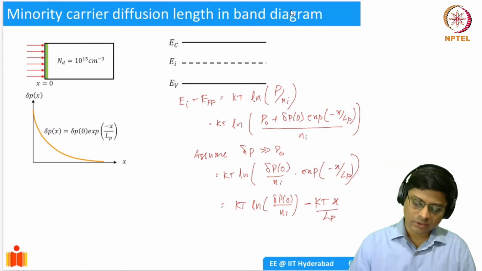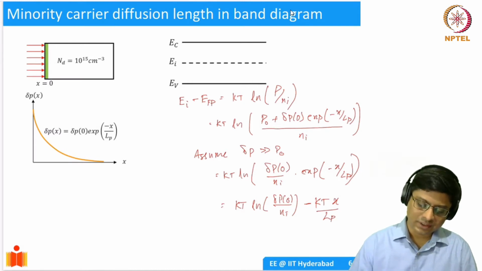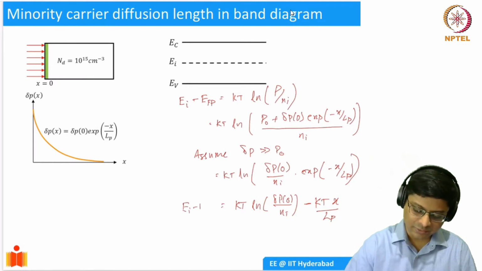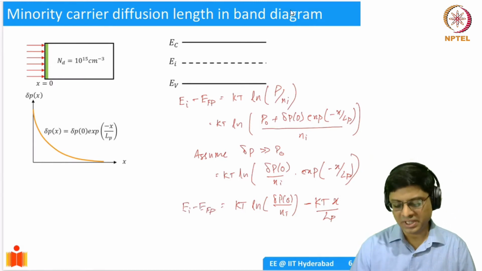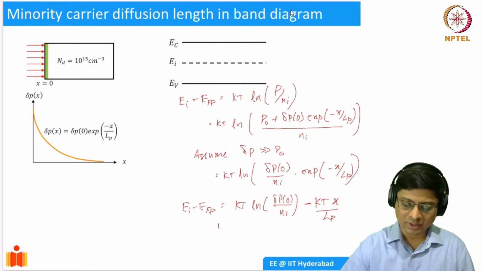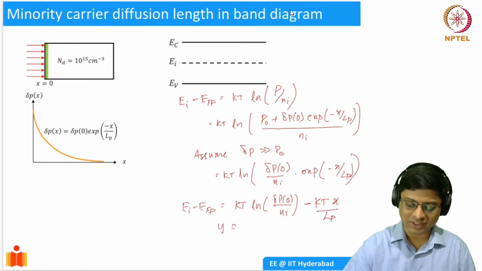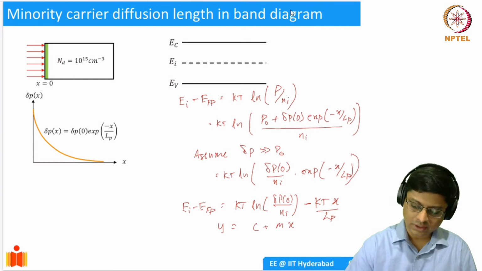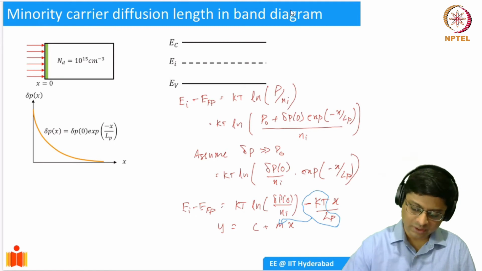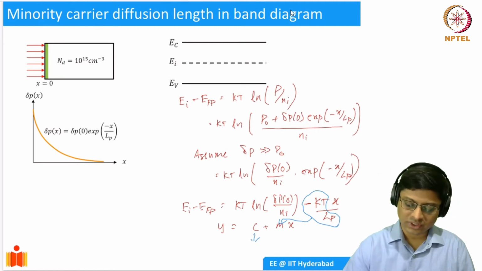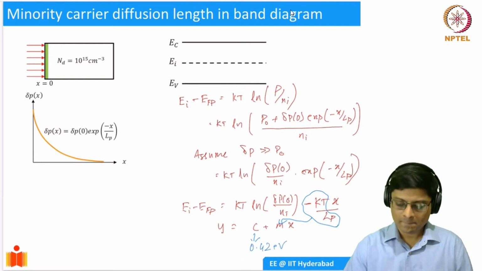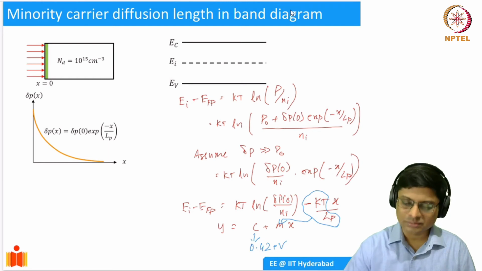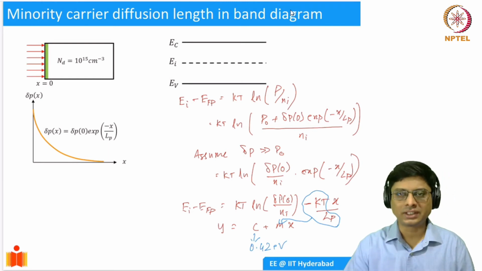So you see what's happening with the distance. This EI minus EFP is like a y equal to mx plus C form, though the way we are writing it is C plus mx. So this KT by Lp is the m, right? And C is going to be equal to what? For 10 power 17, it's 60 into 7, so that is going to be 0.42 eV. So 0.42 eV minus some slope, Lp we don't know what it is, into x, right?